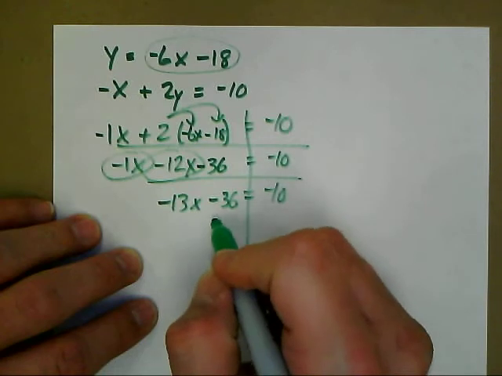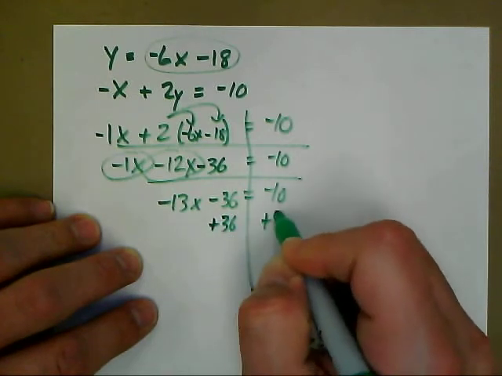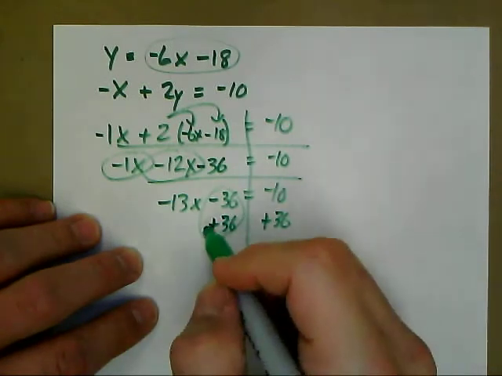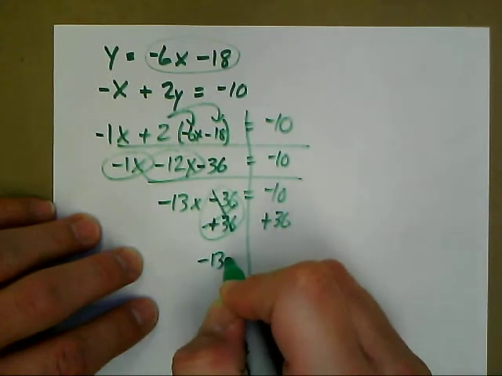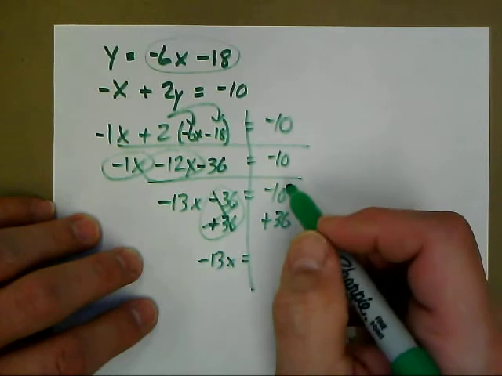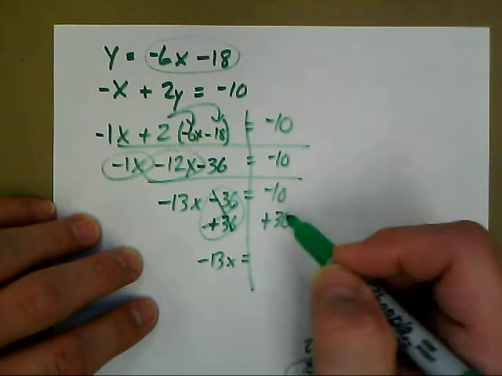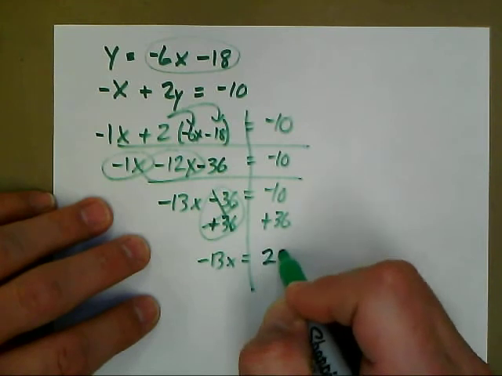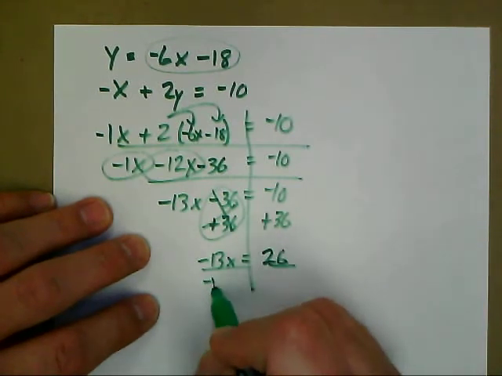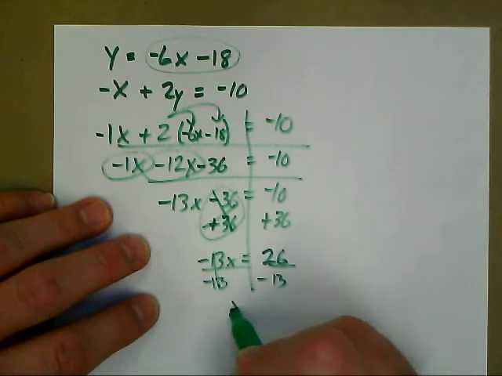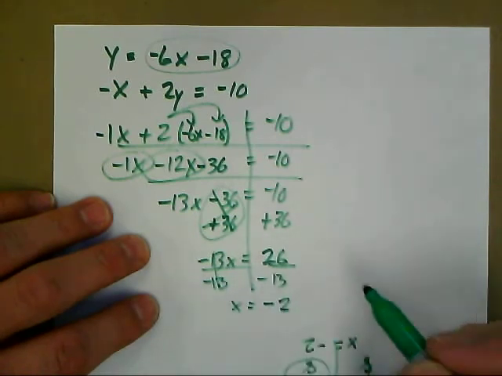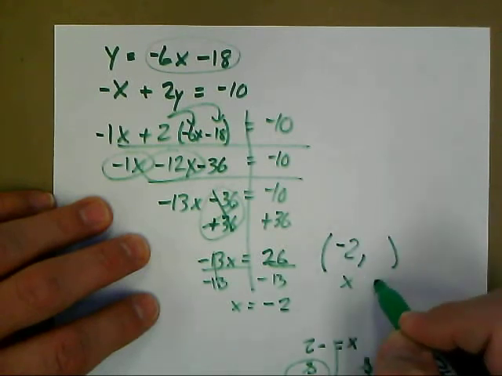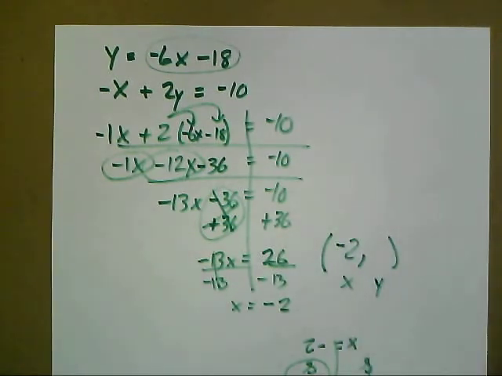So there's no extra variable, so we're going to get rid of what's added or subtracted, which happens to be that -36. So we're going to add 36 to both sides. Those are opposite operations. They disappear, and we have -13x. And -10 plus 36 happens to be 26. And, of course, we're going to divide by -13, and x equals -2. So we have the first part, -2, of our x and y coordinate point.